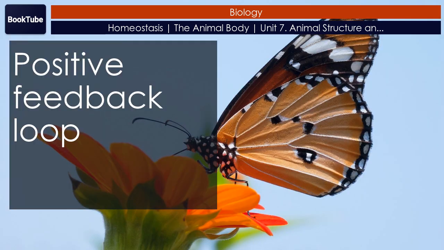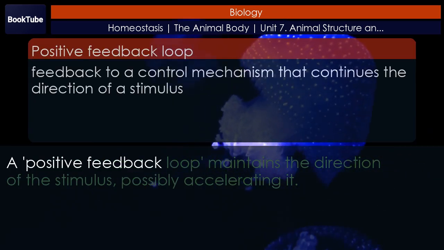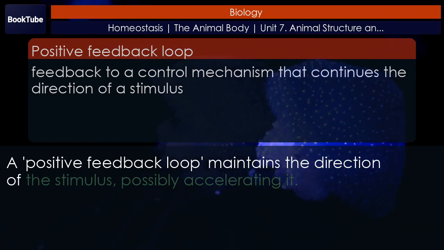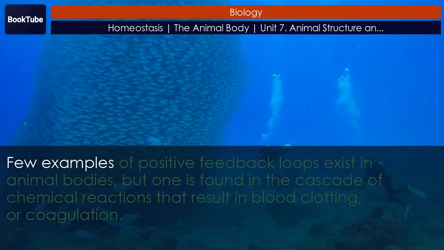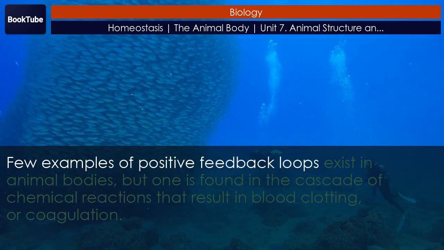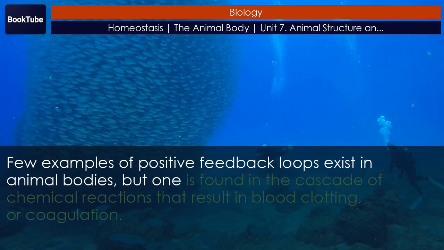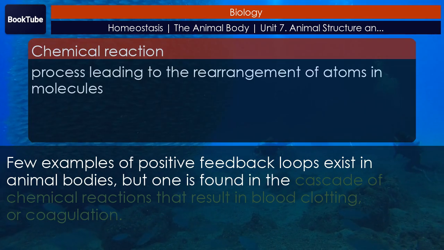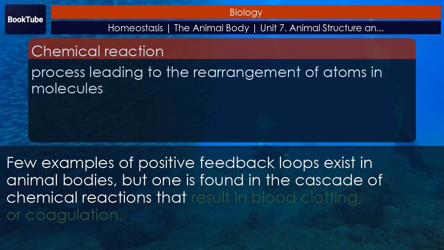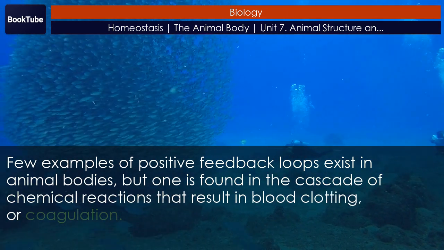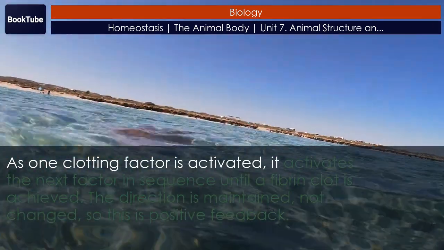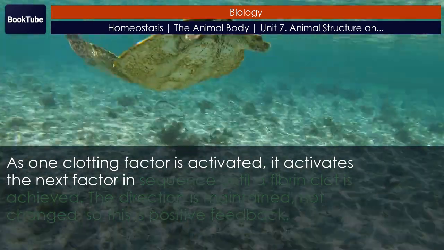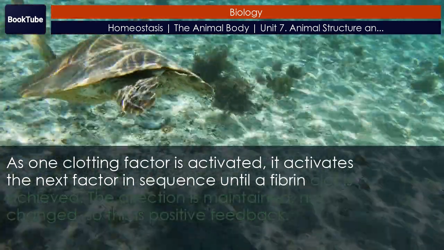Positive feedback loop. A positive feedback loop maintains the direction of the stimulus, possibly accelerating it. Few examples of positive feedback loops exist in animal bodies, but one is found in the cascade of chemical reactions that result in blood clotting or coagulation. As one clotting factor is activated, it activates the next factor in sequence until a fibrin clot is achieved.